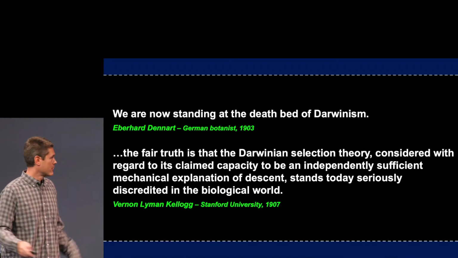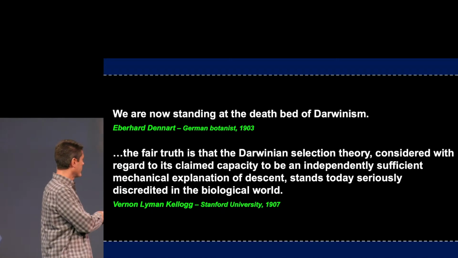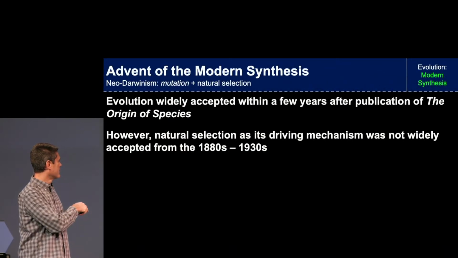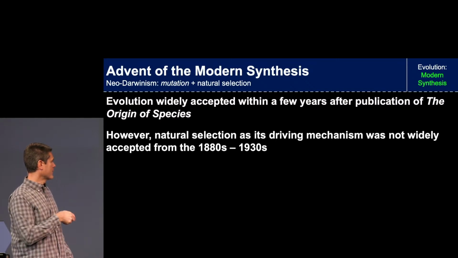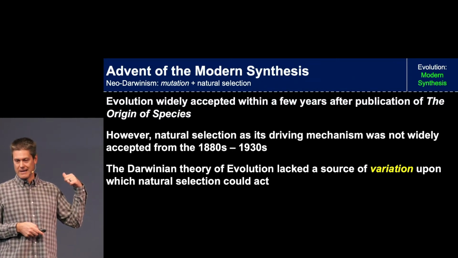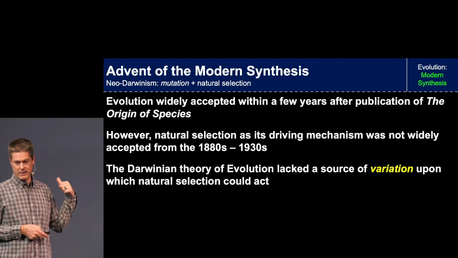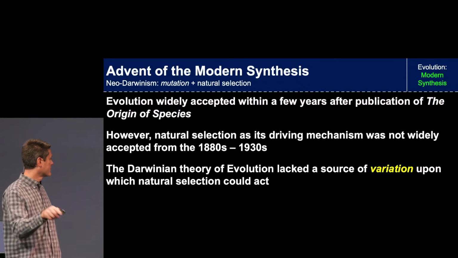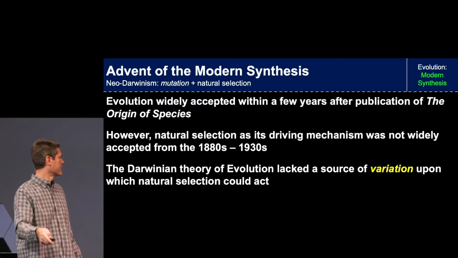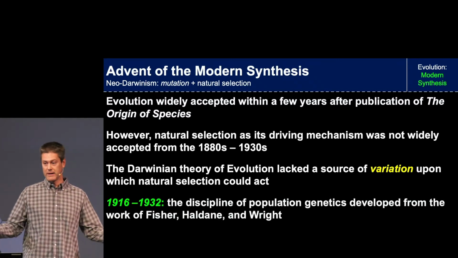What happened? Well, we just talked about it. Darwinian theory lacked a source of variation upon which natural selection could act. As a result, that's why it was failing as a theory.